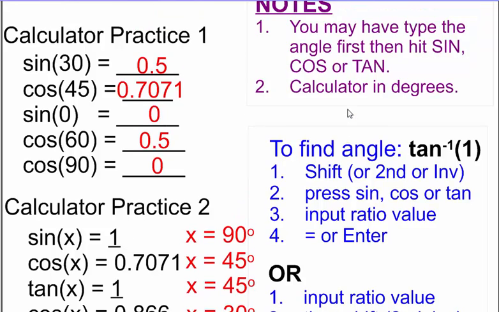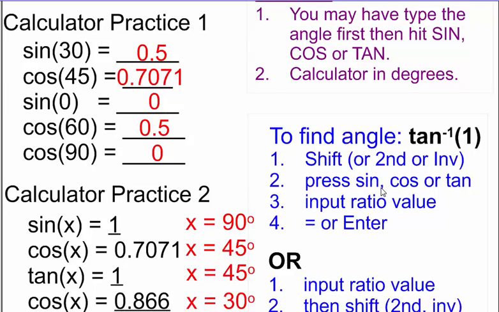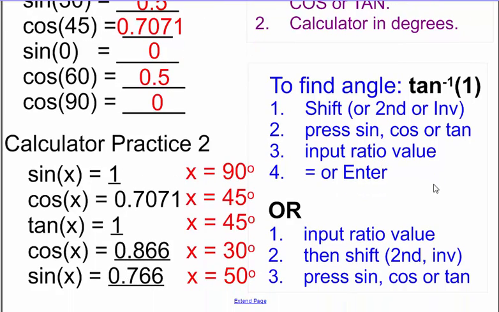If you had a calculator where you input the angle first, you pressed 30 sine, then you'll put in the ratio value, so the 1, the 0.707, then you'll press your shift, second function, or inverse, that key up in the upper left corner, and then your sine, cos, or tan to get the inverse.